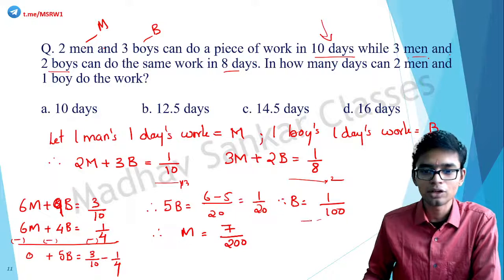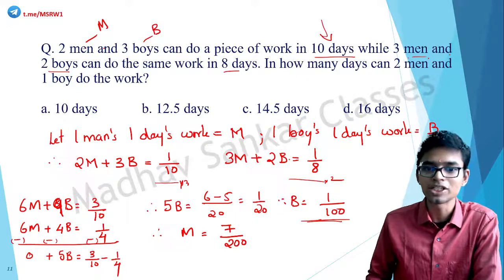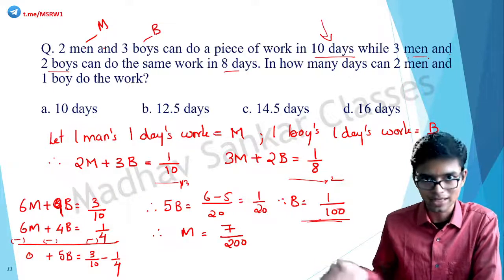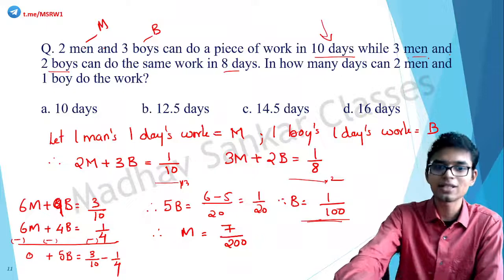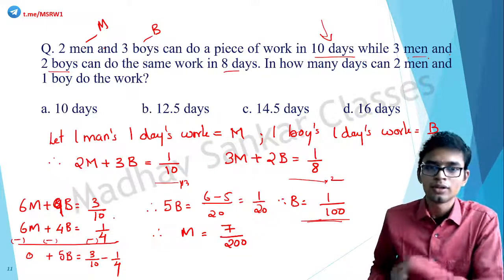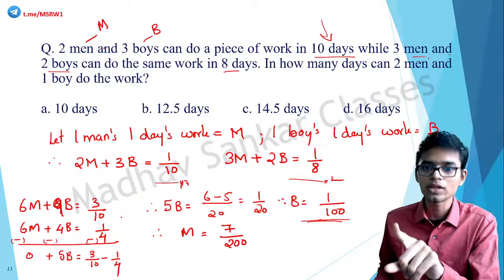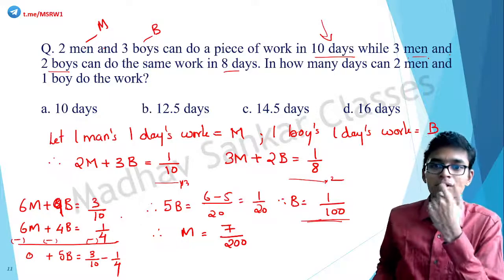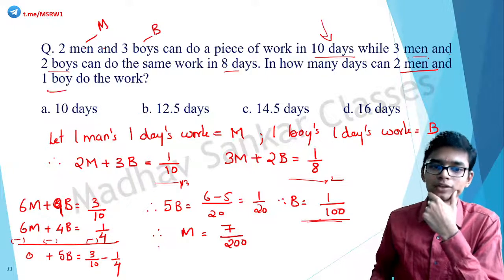So when we get the value for B, simply substitute this value in one of these equations and find the value for M. That's all. Okay, I think M is equal to 7 by 200. If I made a mistake, please let me know. So we found the value for a man's 1 day's work and a boy's 1 day's work. The question is asking, in how many days can 2 men and 1 boy do the work?